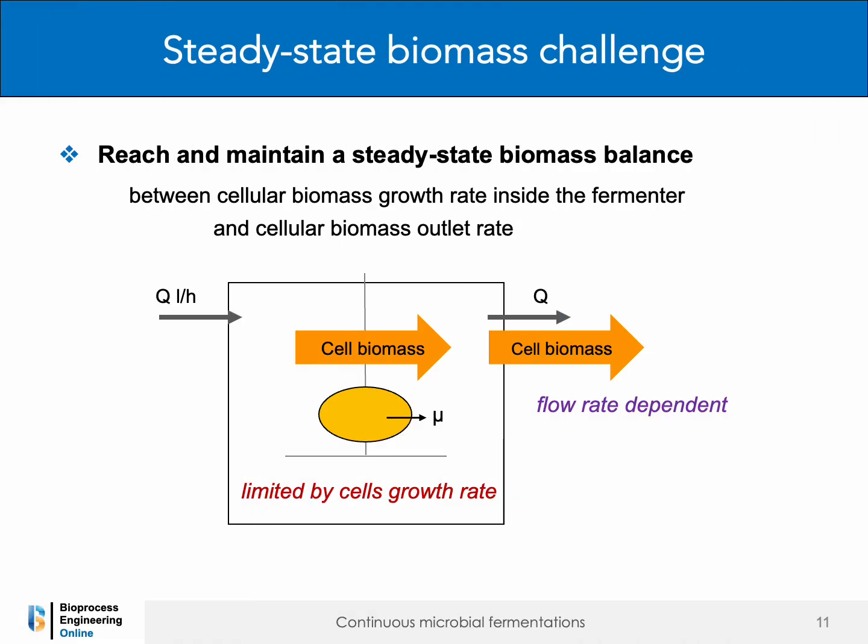A second operational challenge in continuous fermentation is achieving and maintaining a steady-state biomass concentration. In continuous operation, cellular biomass is continuously produced through growth and simultaneously removed with the outflow. A steady state is reached when the biomass production rate equals the biomass removal rate. The biomass removal rate from the fermenter is not inherently limited, as it increases directly with the medium flow rate. In contrast, the biomass production rate is constrained by the cell's specific growth rate. Consequently, operating at excessively high medium flow rates may lead to cellular washout, where biomass is removed faster than it can be produced.